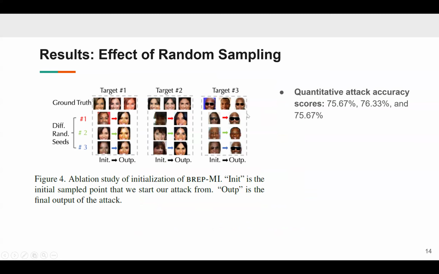The effects of random sampling are illustrated in this slide. The BREPME algorithm starts from an initial random point, and it is important to show whether different initial points would affect the algorithm outcome. So they started 3 attacks with 3 different random seeds of the FaceNet64 model trained on the Celeb-A dataset. Here we can see the attack accuracies, which are around 75%. This shows that the random initial point has little effect quantitatively on their algorithm. Additionally, figure 4 demonstrates qualitative results, and it can be observed that even under different initial points, the output is close to the ground truth images.